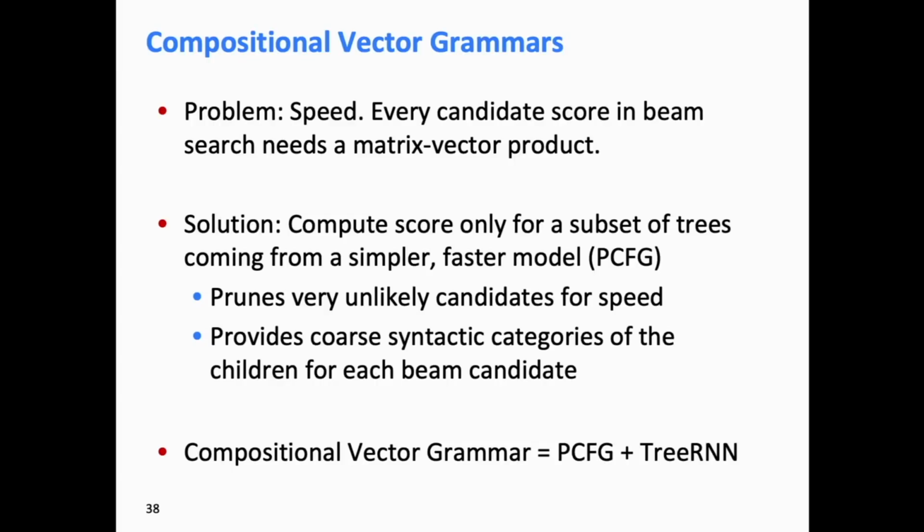Yeah, so I sort of already said this one, I guess. We wanted to be able to do things quickly, and so our solution was that we used a probabilistic context-free grammar to find likely parses, and then only worked out our meaning for ones that were quite probable. And so we call this result a compositional vector grammar, which was a combination of a PCFG and a tree recursive neural network.